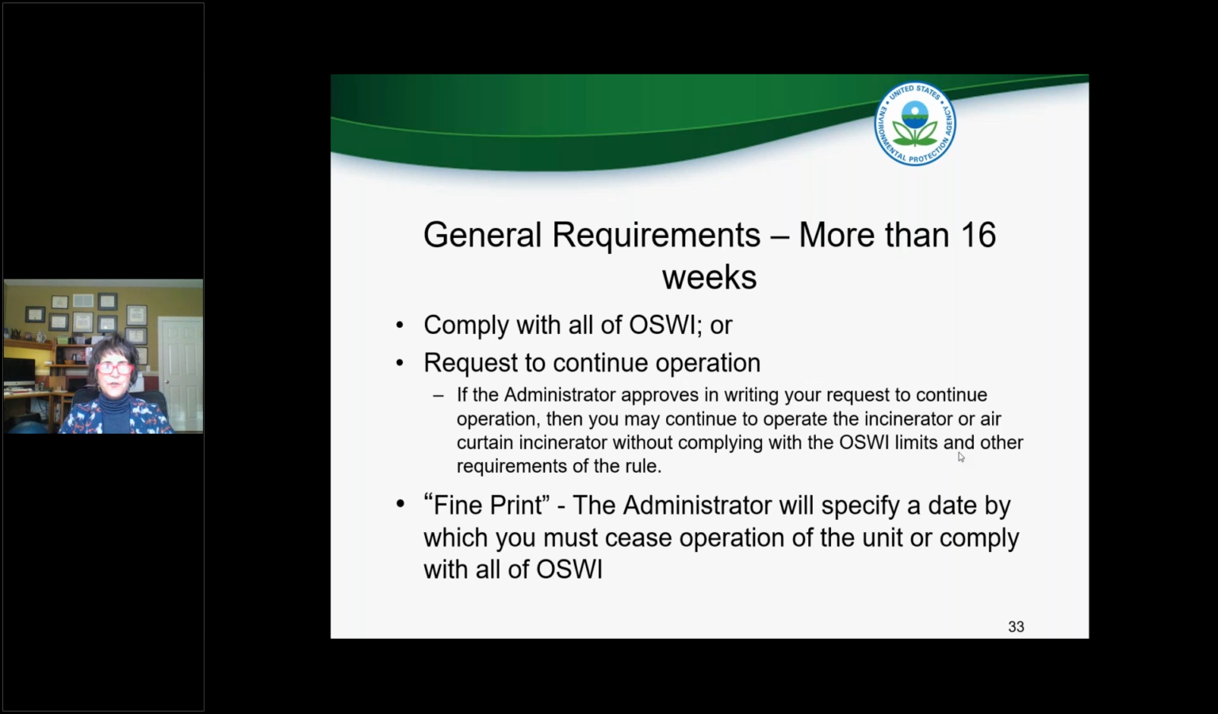And if you don't get that agreement back from the administrator before the end of your 16 weeks, if on the first day of the 17th week you still don't have an answer from the administrator, you're going to have to either cease operation or start complying with OSWE. There's not a grace period while you're waiting for the administrator to respond. So make sure that if you think you're going to be needing additional time, you get that in plenty of time, so that you can potentially get your approval from the administrator to continue operating. All right, you can go on to the next slide.